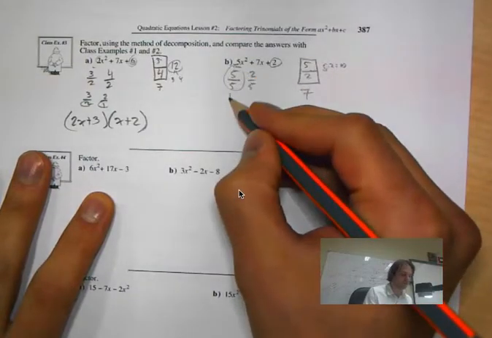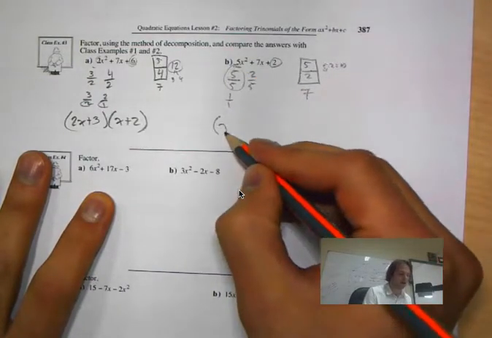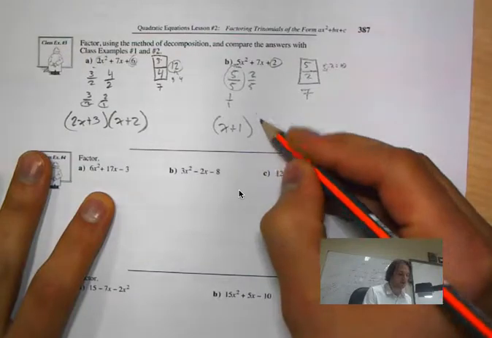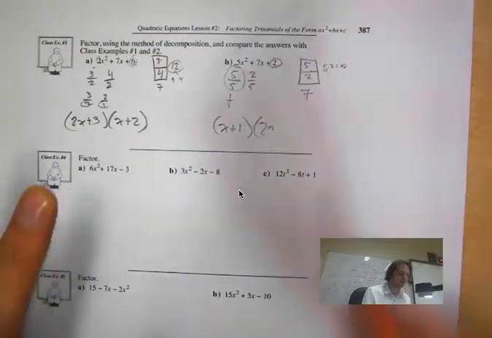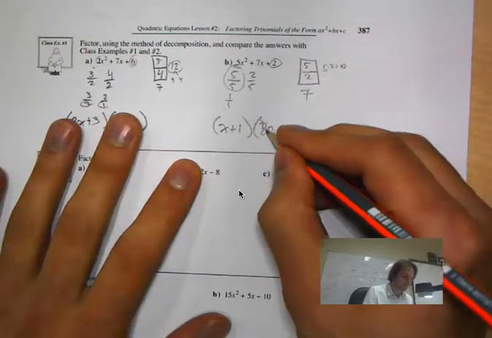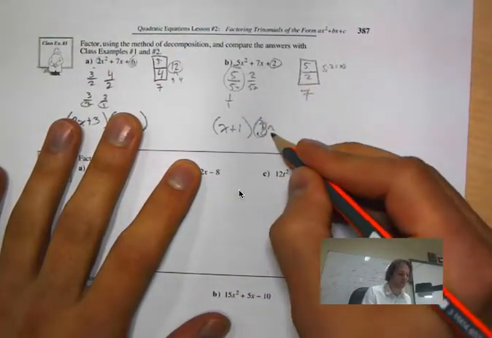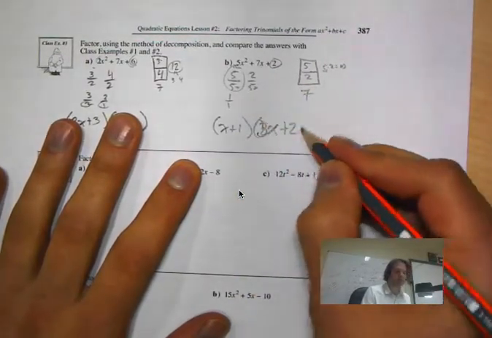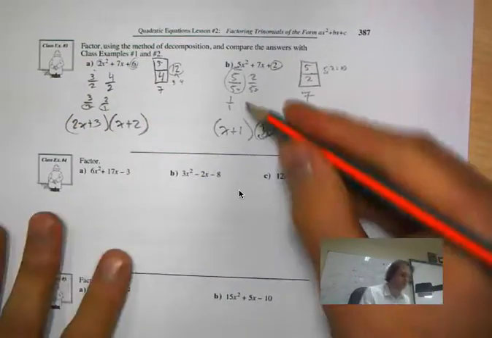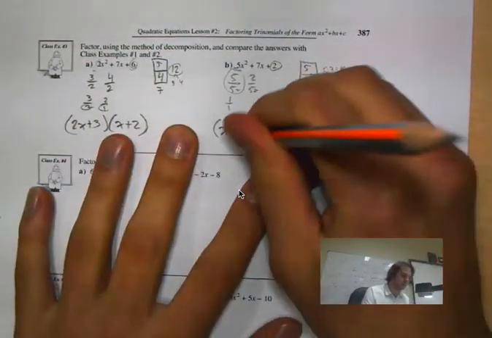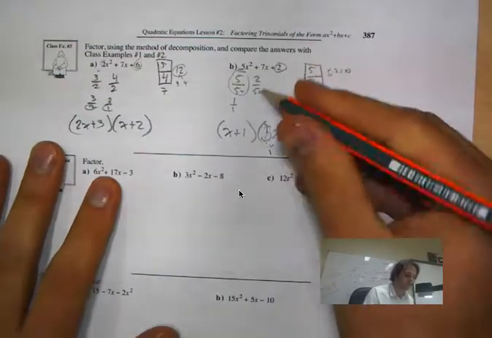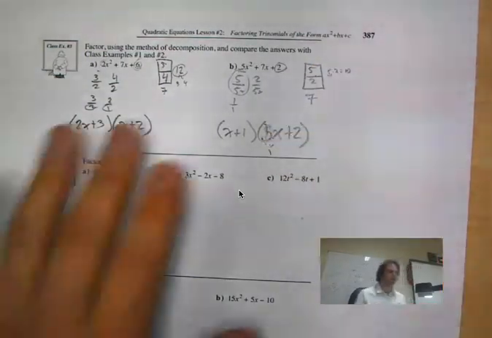This simplifies to 1 over 1. So we have x plus 1, and we have 5x, because the bottom is always the one that goes by the x, 5x, and we have plus 2. And that's it. I'll erase that to make it a little bit clearer. We have 5x plus 2.